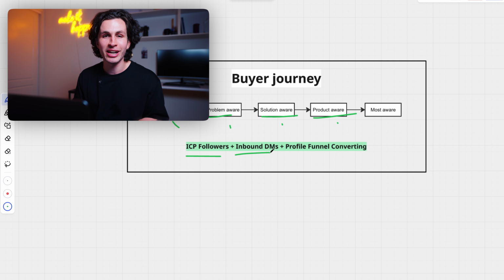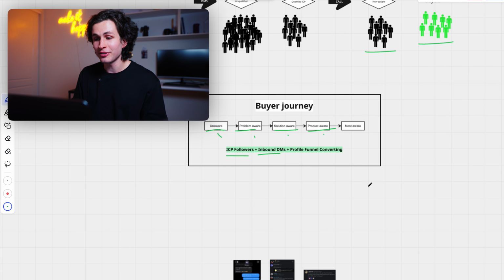The buyer's journey is when you're going to break down and actually attract ICP followers. You're going to get inbound DMs who genuinely want to work with you. And that's when you know your profile funnel is converting. And that is the whole system. That is it from start to finish.